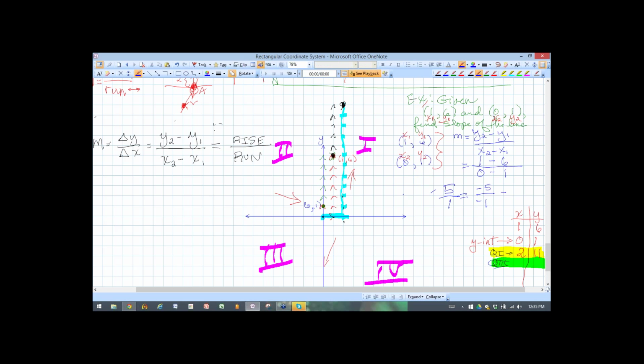Except my pen is not working. My pen's like rebelling because it knows what time it is.